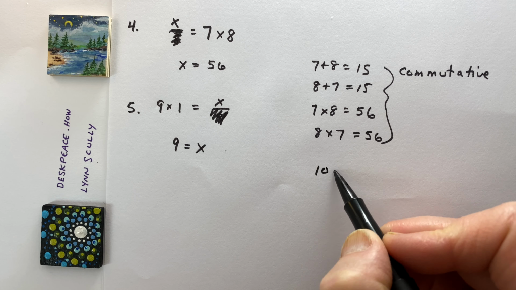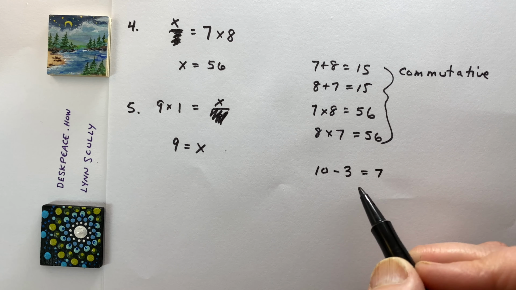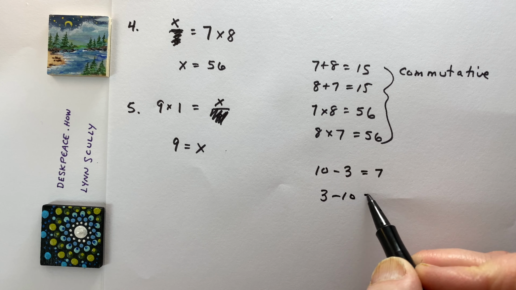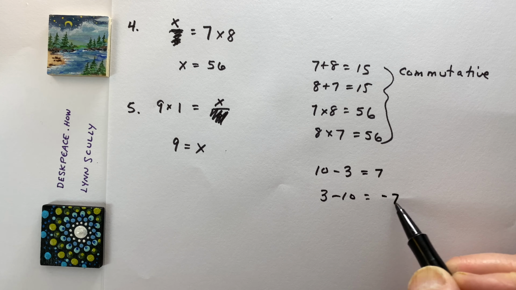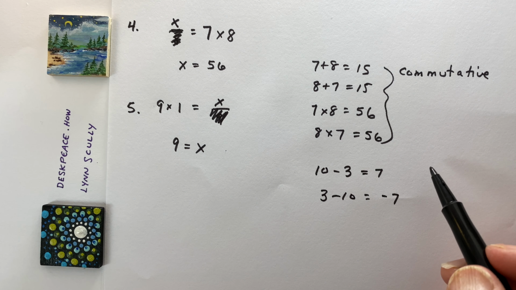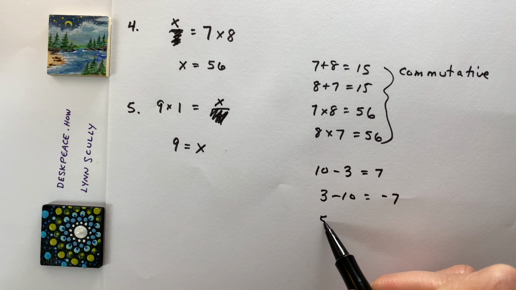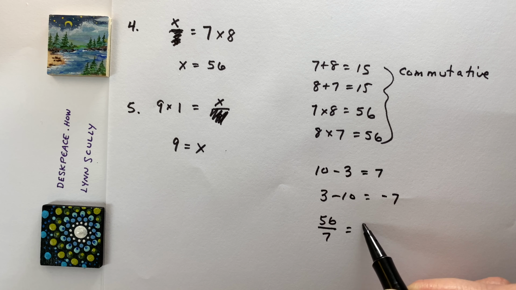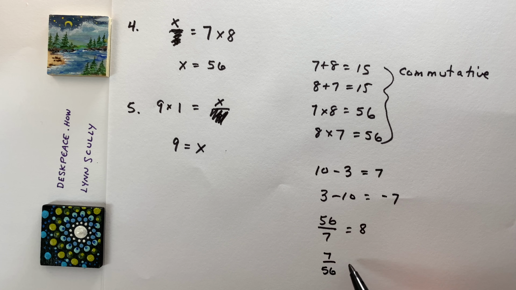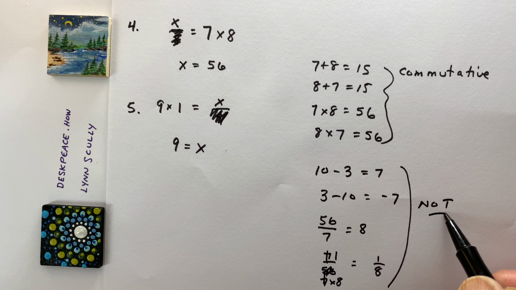If I said 10 minus 3, that equals 7. If I said 3 minus 10, that equals negative 7. Not commutative. Same with division. If I said 56 divided by 7, that would equal 8. But if I said 7 divided by 56, this is going to give me 7 times 8. The 7's reduced to 1. That's 1/8. These are not commutative.